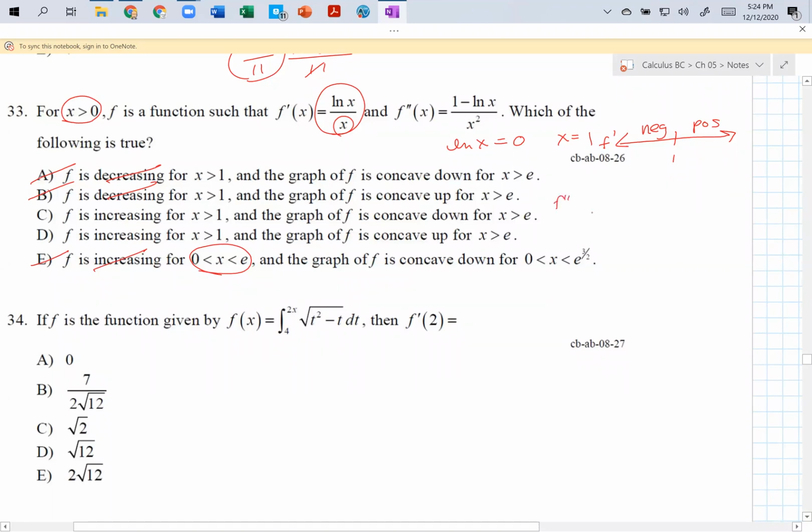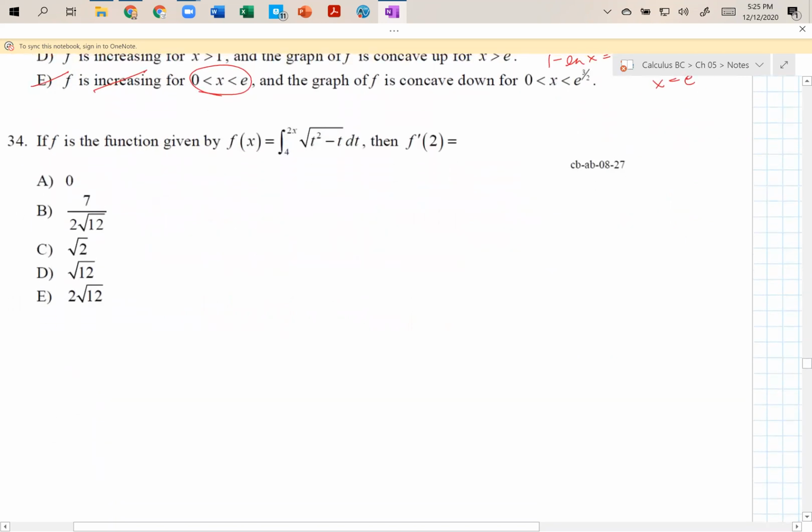Now what about f double prime? In f double prime, the bottom is always positive. So really we ask the question, when is 1 minus natural log of x positive or negative? So let's set that equal to 0. That means 1 is equal to natural log of x. And that happens when x is e. So when x is e, we're at 0. When x gets really big, this negative gets big. So it's like negative here and positive there. And our thing's about being greater than e. So I'm negative, so I'm concave down. So C must be the right answer.